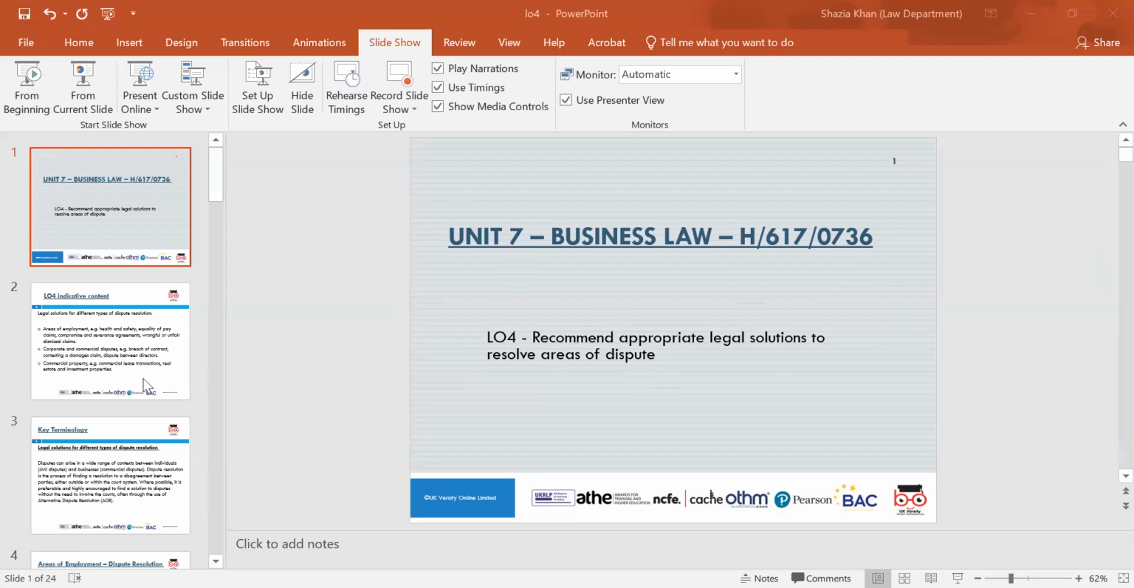Okay, so now we're going to look at appropriate legal solutions to resolve areas of dispute. What do you think that means? Recommend appropriate legal solutions to resolve areas of dispute. To solve different scenarios, like employee-employer disputes or company partner disputes, like that. So like dispute resolution, yeah? Yeah. So why is that important when we look at dispute resolution?